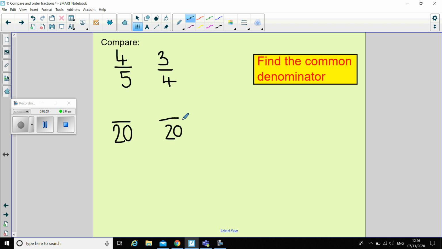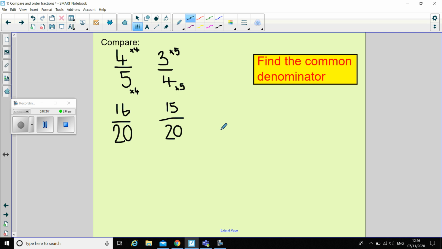So to get from 5 to 20, I've got to times by 4 on the bottom. If I times by 4 on the bottom, I have to times by 4 on the top as well. So I've done 5 times 4 on the bottom, which gave me 20. But now on the top, I need to do 4 times 4, which gives me 16. To get from 4 to 20, I've got to times by 5. So if I'm timesing by 5 on the bottom, I've got to times by 5 on the top. So 3 times 5 gives me 15.